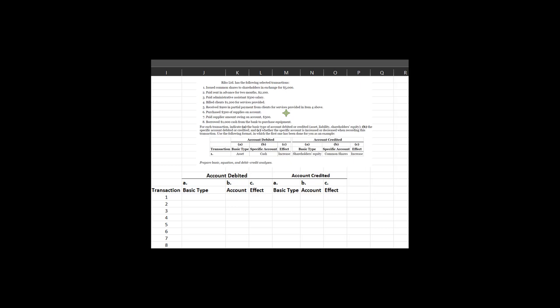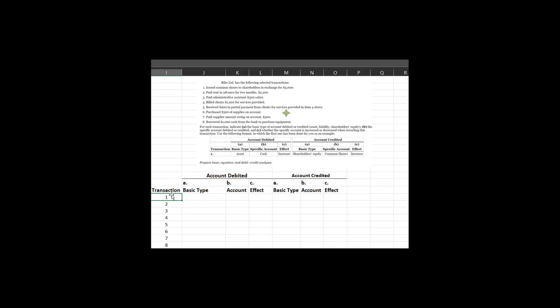All right, welcome back. If the text on the screen is a little bit small for you, consider rewinding about 30 seconds and taking a screen grab, because we're going to be walking through these transactions just down below here. All right, for transaction number 1, issue common shares to shareholders in exchange for $5,000.